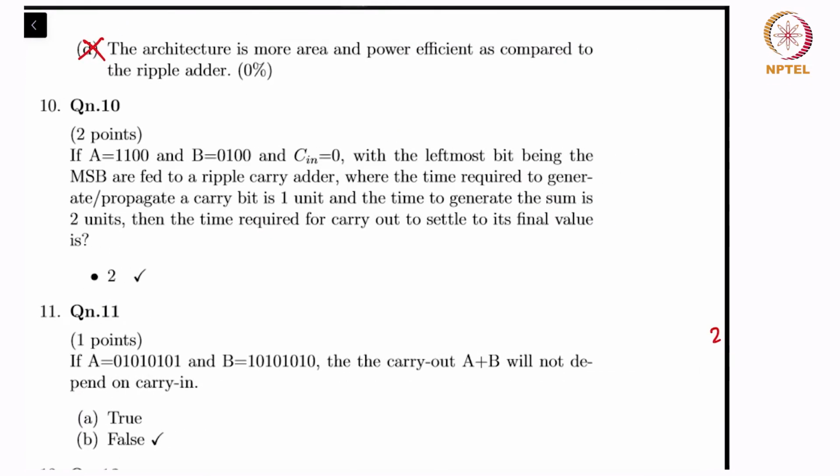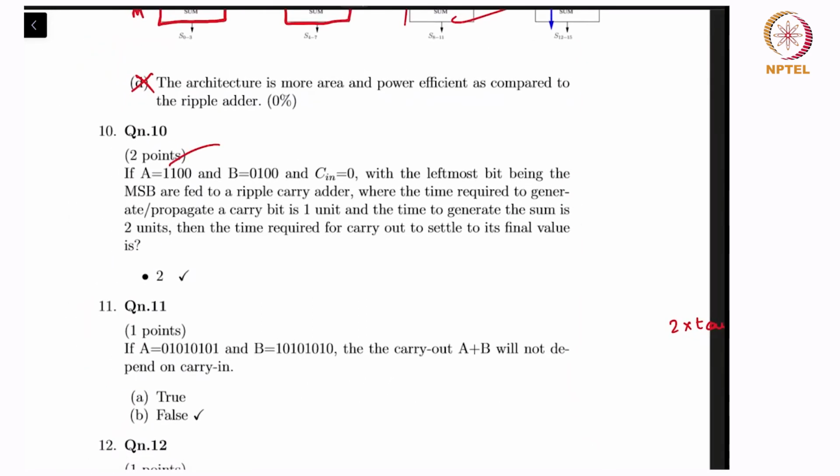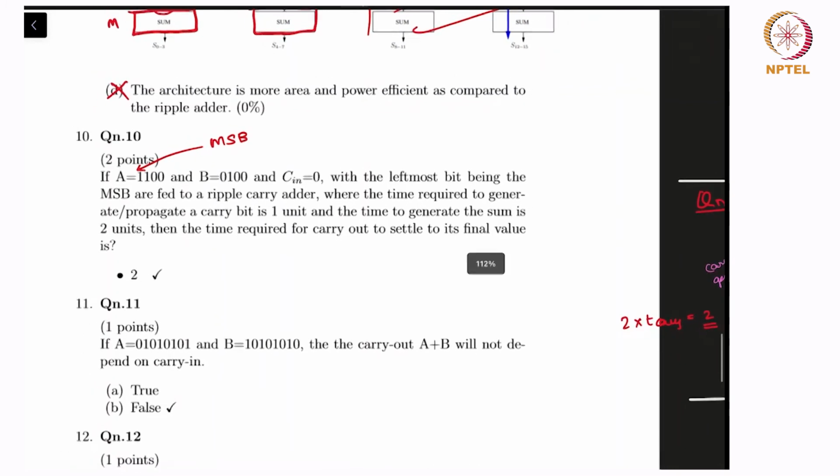In question number 10, if A and B are the following with Cn equal to 0, and this is the MSB. I'm sorry, the leftmost bit being the MSB. So this is the MSB. Are fed to a ripple carry adder, then what is the time required for the carry out to settle, right? If the sum generation is 2 units and carry generation takes 1 unit.